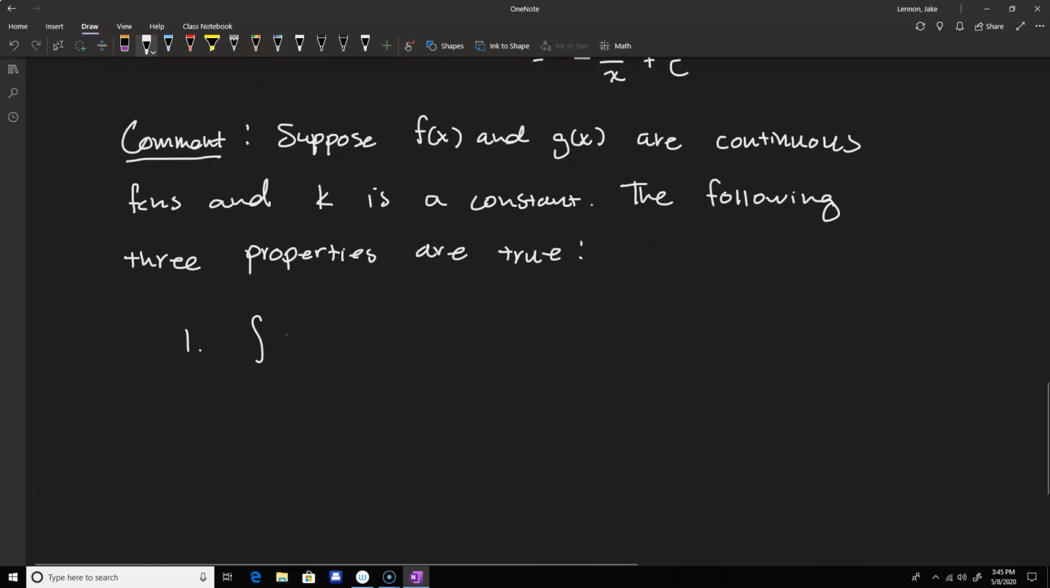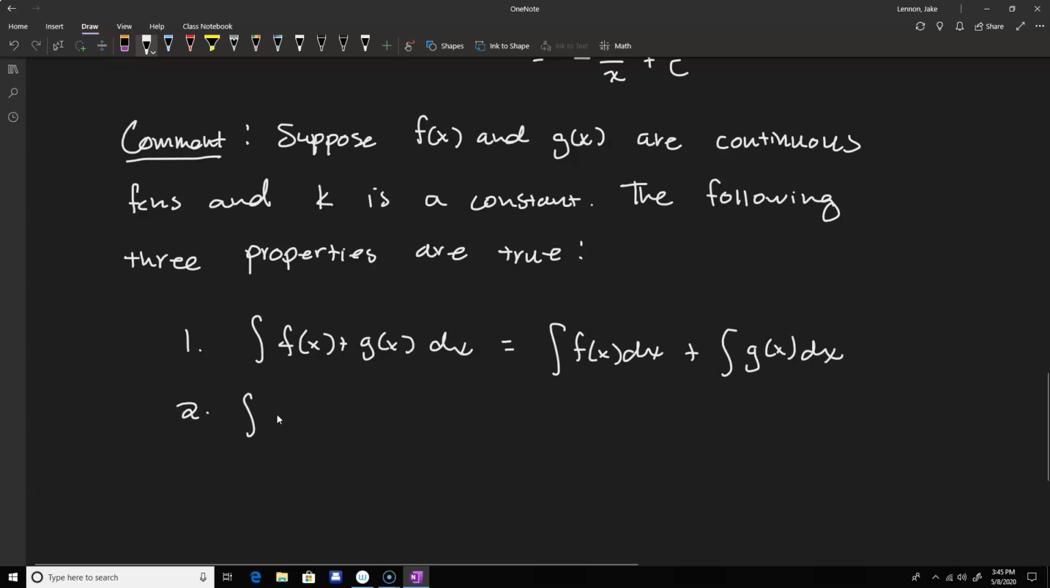So if we have the integral of 2 things that are added together, say f of x plus g of x, we can split this up into each part separately. So we can look at the integral of f of x dx, and then we could also look at the integral of g of x dx. We could do the same thing with subtraction, and do each one piecemeal. So the integral of f of x dx minus the integral of g of x dx.